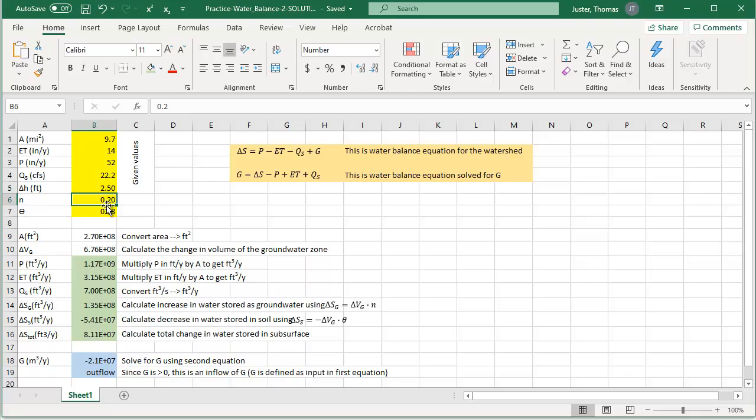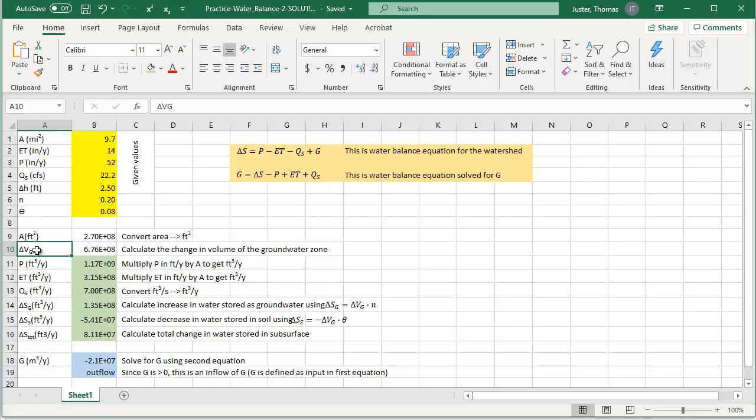So once again, the way we work our solution, we first need to find a common set of units we're going to use, and in this case I'm going to use the English units of cubic feet per year. First thing I do then is convert my area in square miles into cubic feet. I'm sorry, square feet, right? Next, I'm going to calculate the change in the volume of the groundwater zone. So remember, this positive change in the volume of the groundwater zone is also the same as the negative change in the volume of the soil zone.